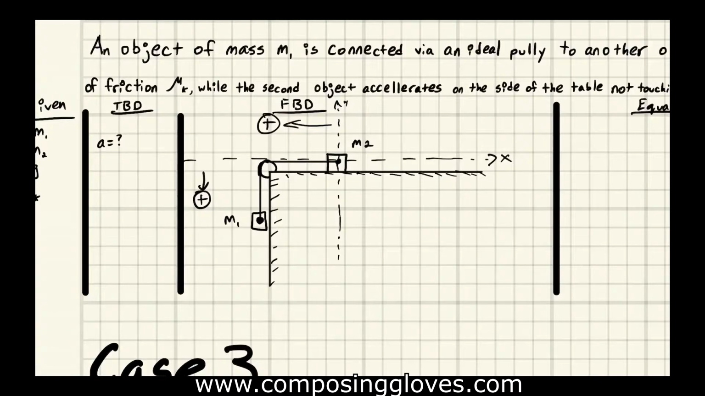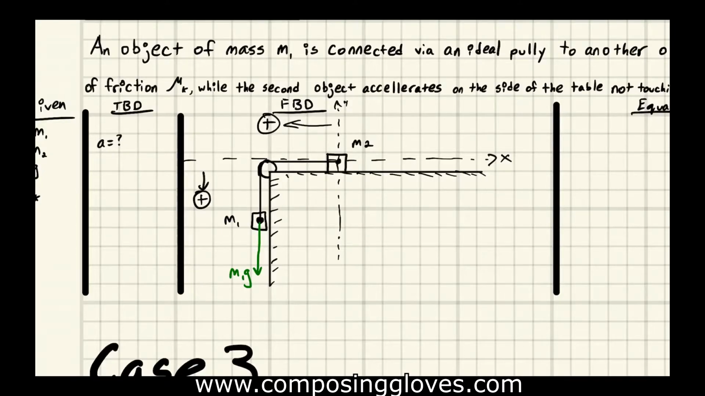We have gravity pulling down on both our objects, right? So over here, we've got gravity pulling down. And I'm going to make this rather long because this gravity is M1G. Our system's moving this direction. So let's make it long, right? That way, I don't need to adjust it later.